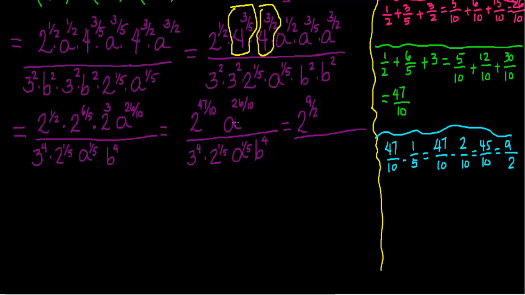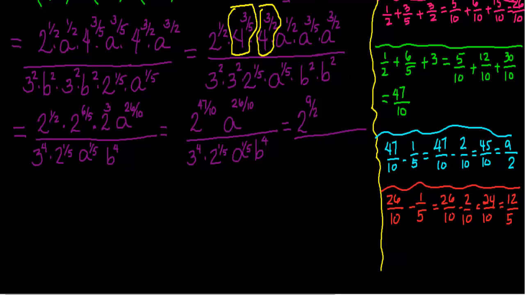And let me draw this denominator. Okay. Now I can also subtract exponents because I have a. A is the same base. I can subtract these two exponents. Let's do that. So 26 tenths minus 1/5. Common denominator is 10, so that's 26 tenths minus 2 tenths, and that gives you 24 tenths. And I can reduce this by dividing by 2. So this is 12 over 5. That means this is a to the 12/5 power, okay? And in the denominator, I'm left with 3 to the 4th power.